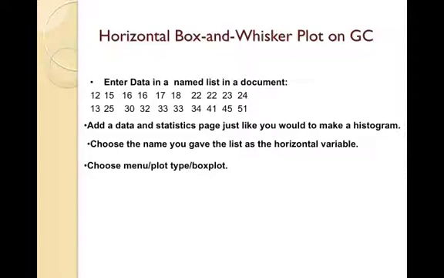Okay, welcome back. Add a data and statistics page. Remember, you want to do that by pressing the doc key and then inserting the data and statistics page, just like you did when you were going to make a histogram. Choose the name you gave the list as the horizontal variable. Then choose menu, because we're not adding a page, we're doing something with the information on this page. Go to menu, select plot type, and then box plot. And boom, there you go. You've got a horizontal box plot. Go ahead and draw that on your notes.